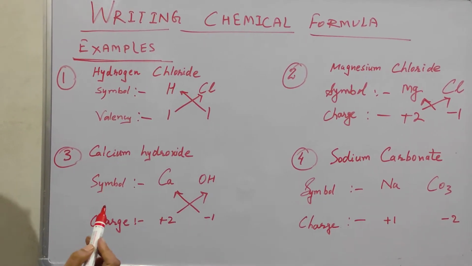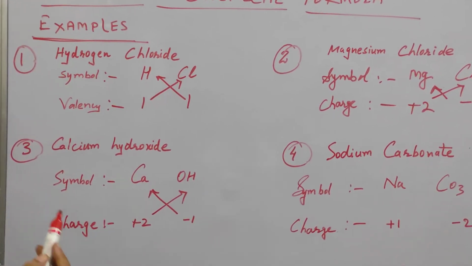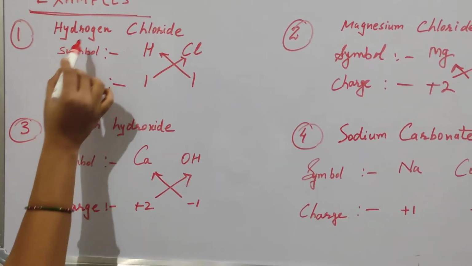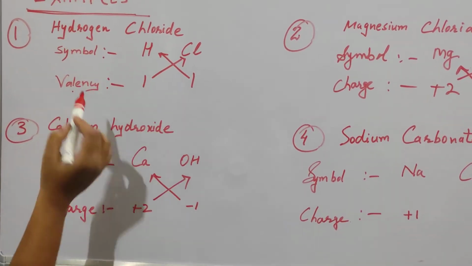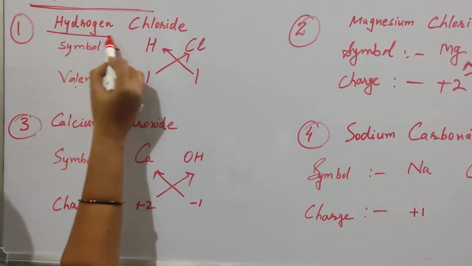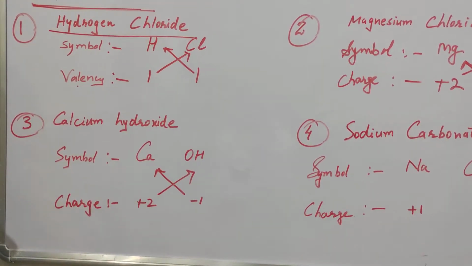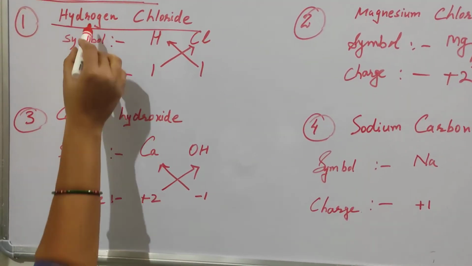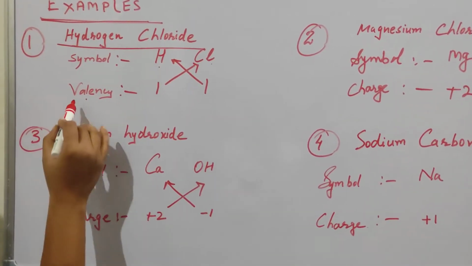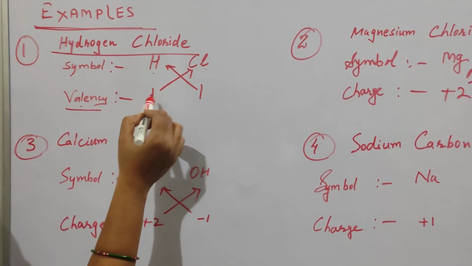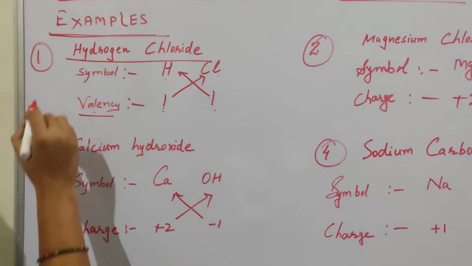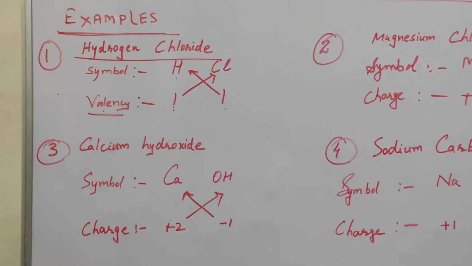As I have discussed already in my first video, two things are necessary, that is symbol and valency. You must know them. If it is the simpler one, valency is required to be written. Now what is the name of the compound? Hydrogen chloride. So from here you must know hydrogen H, chloride for the chlorine. Valency: H is 1. For chlorine also it is 1. And this is the simple compound.